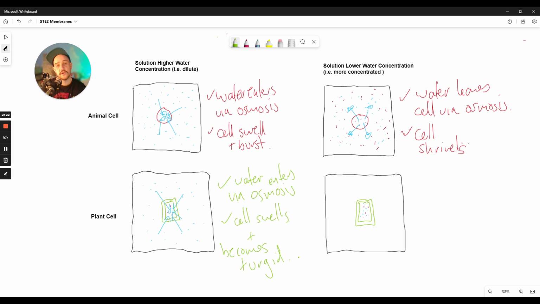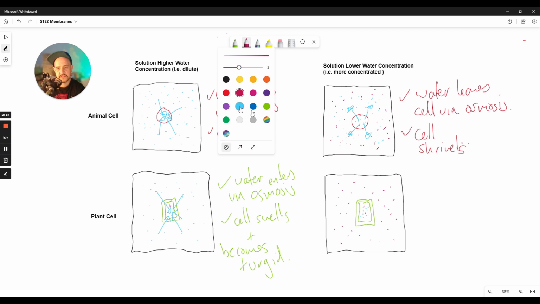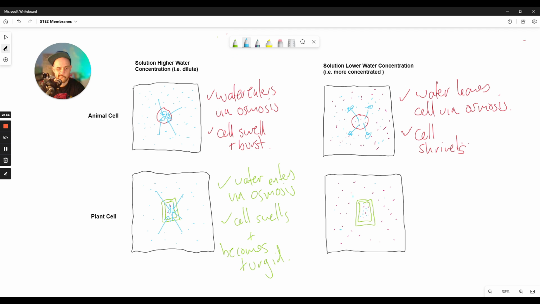Now, if you put the plant cell into a solution that is more concentrated, i.e. a lower water concentration, so a very salty solution in this example. Okay, so lots of salt here, and let me add some water molecules as well. Then, as before with the animal cell, water is going to leave the cell via osmosis. And the membrane will start to shrivel.